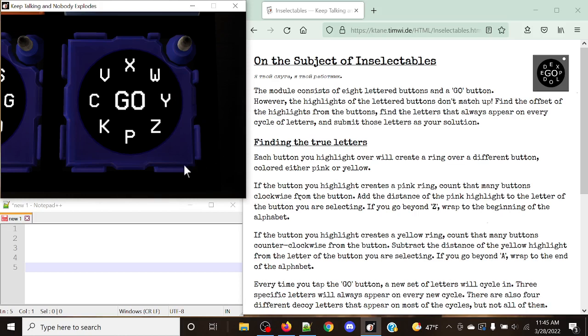Now, this is the way the module looks. It's got a series of 8 different letters around the ring. There is the possibility of there being duplicates as well, but in this case, we have all unique letters in this ring, and we have a Go center in the middle of the screen here.